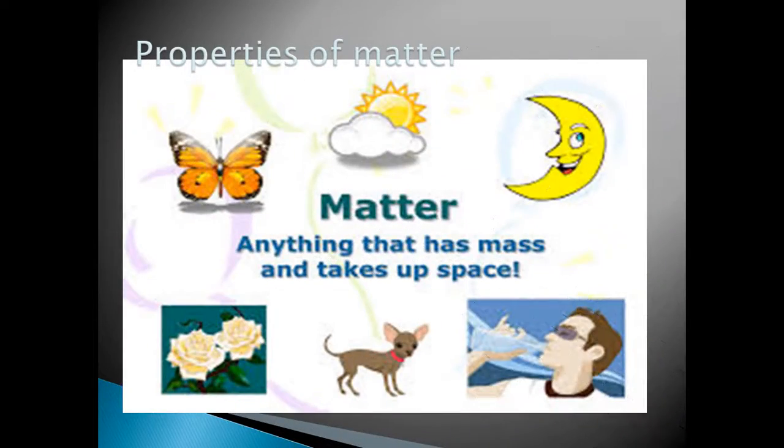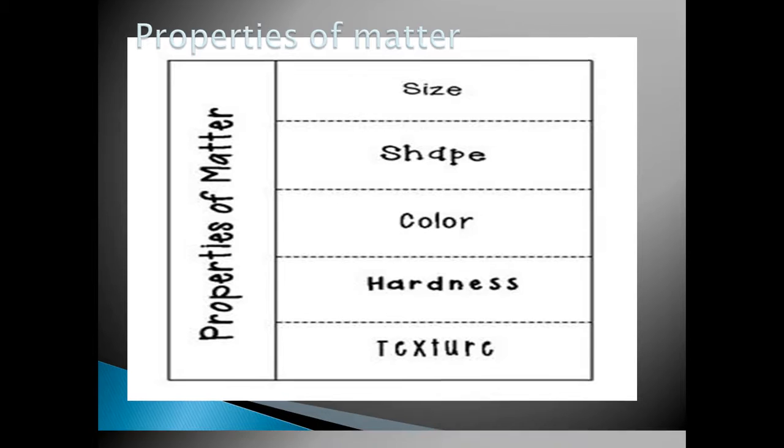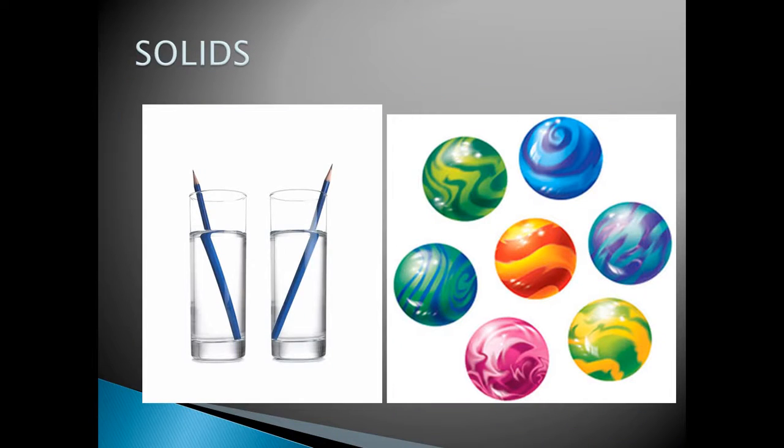So, the definition of matter: anything that has mass and takes up space is matter. Everything around you is made of matter. Properties of matter are size, shape, color, and texture. We use a balance to find the mass of solids. We can use the balance to measure the mass of the solid.